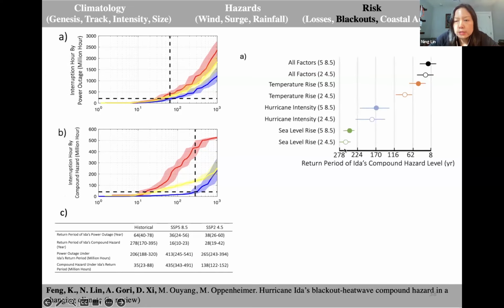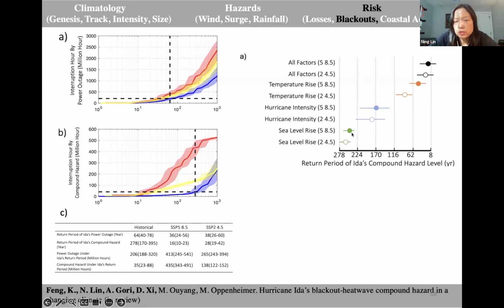So the compound hazards in the historical state would be a 278 years event, which is 30 million customer hours of compound hazards. But by the end of the century, it will become an 8-year event. And here we break down what are the contributors here.